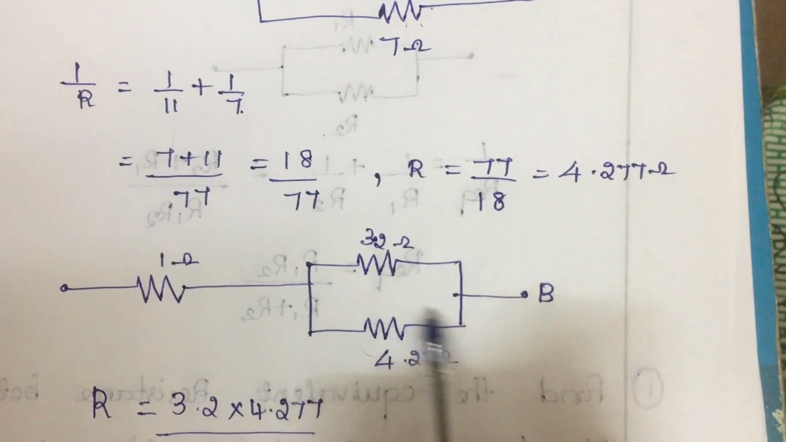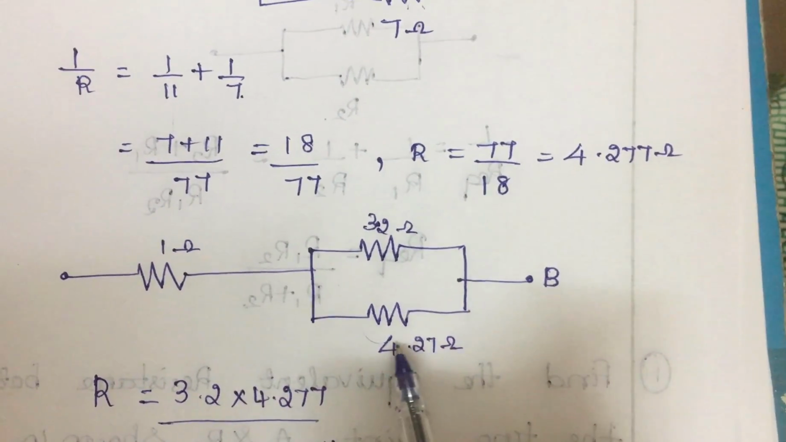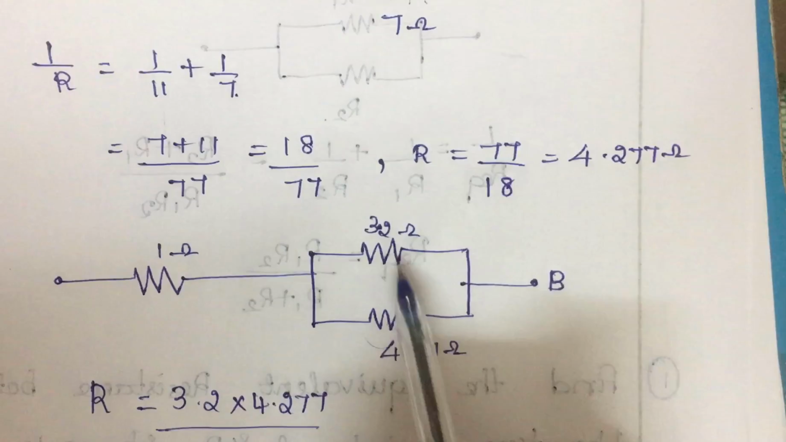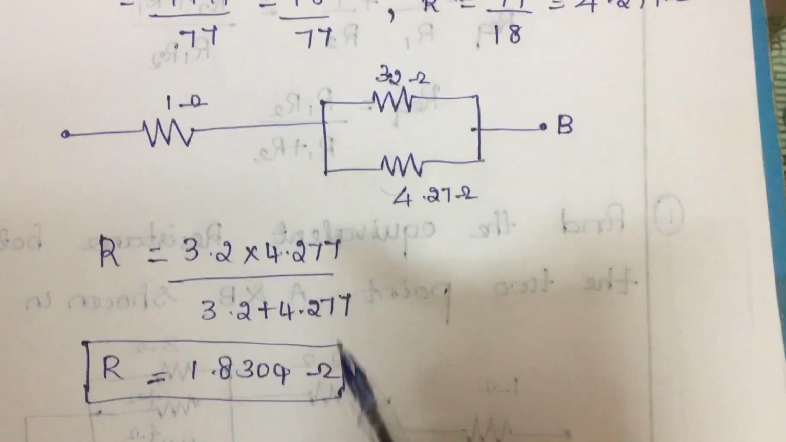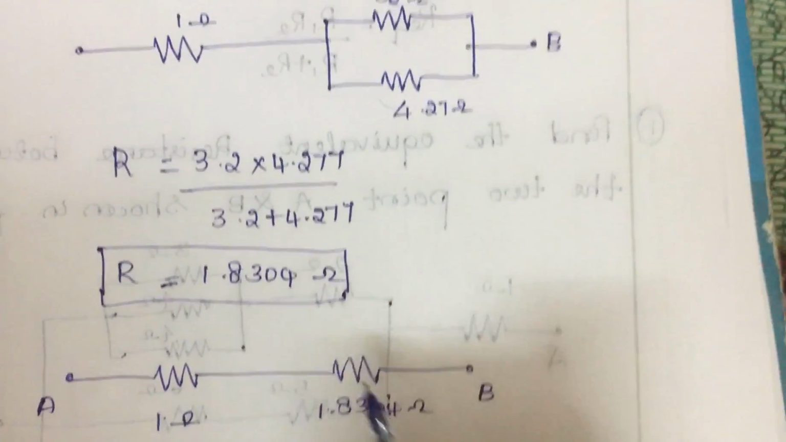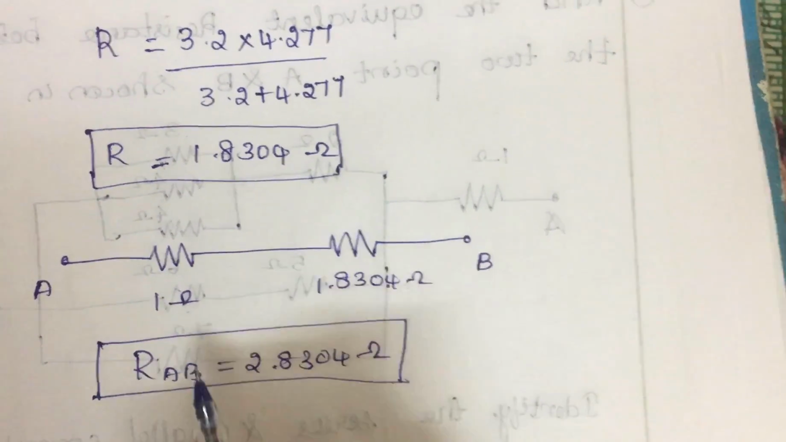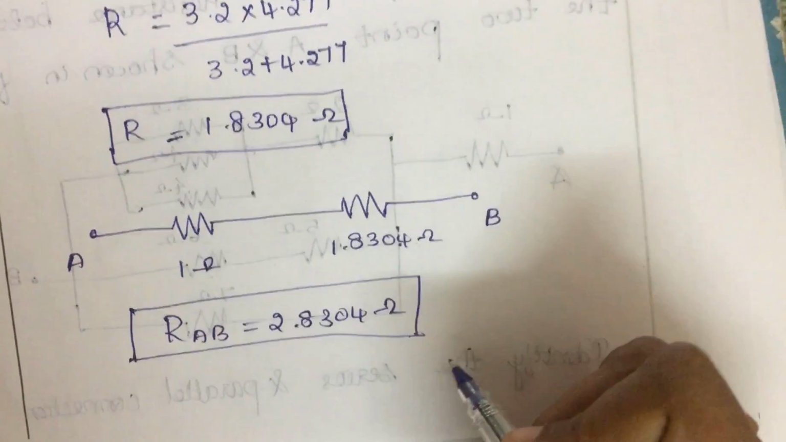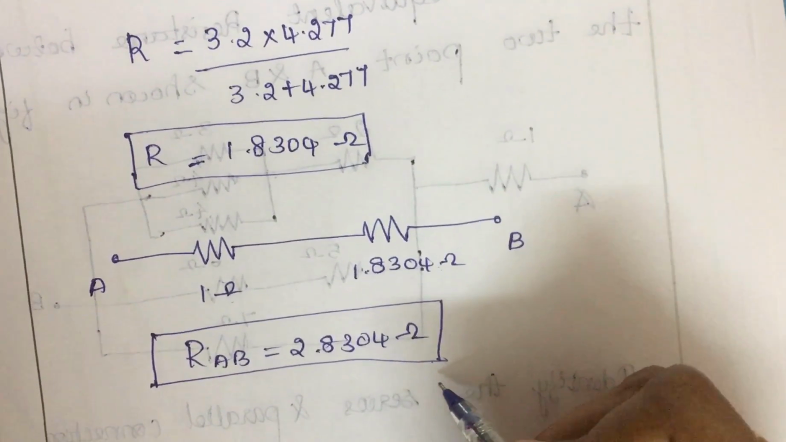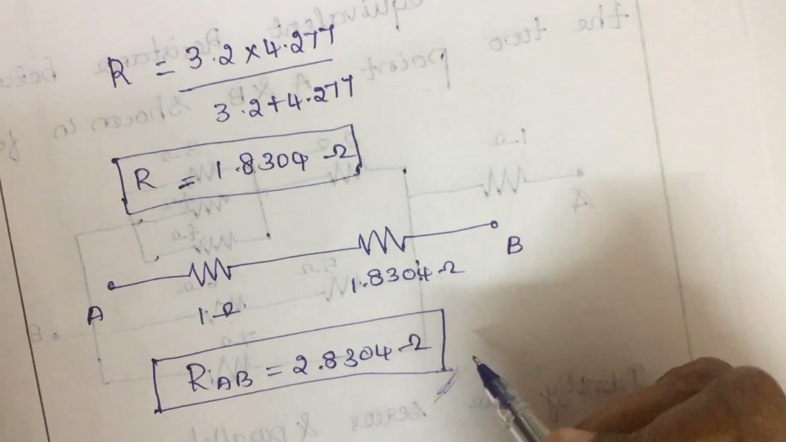Okay, so now redraw the circuit. So now again these two resistors are connected in parallel. After solving you got 1.8304 ohm. So now these two resistors are connected in series and finally got the answer 2.8304 ohm. Okay, so this is the final resistor value.